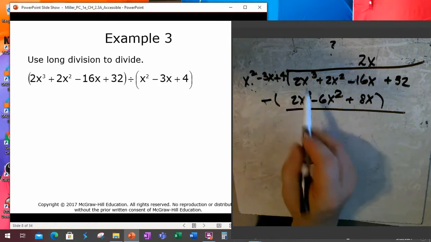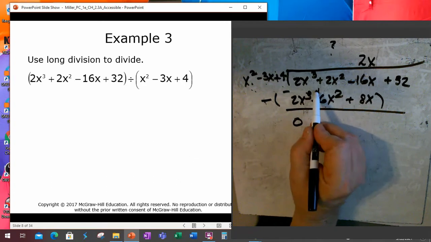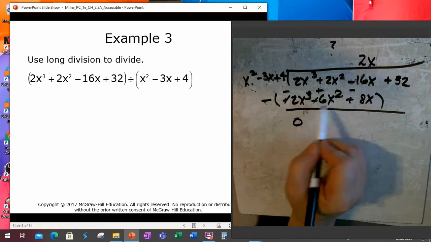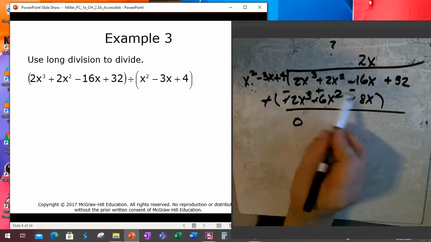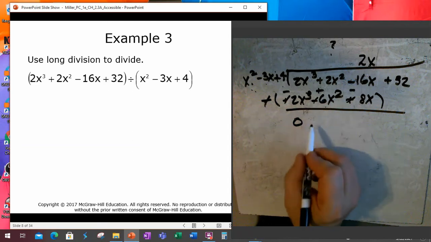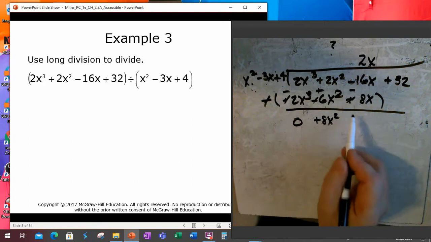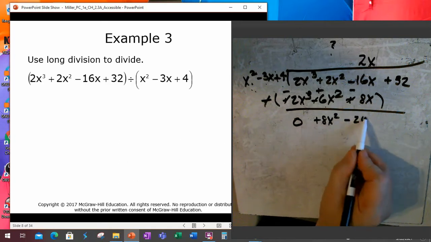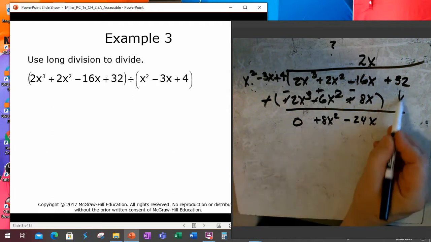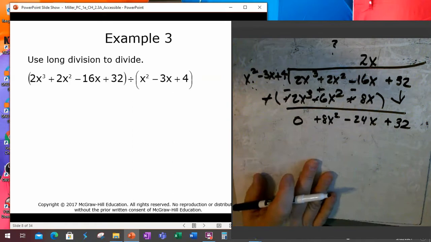2x cubed minus 2x cubed, that's going to be 0. And if you need some help, go ahead and flip these signs, so this is understood as plus, and then cross these out, because you've already done it. That's 0. 2x squared plus 6x squared, that's 8x squared. And then minus 16x minus 8x is minus 24x. And then whatever's left over, I bring down, and I basically start this process over again.